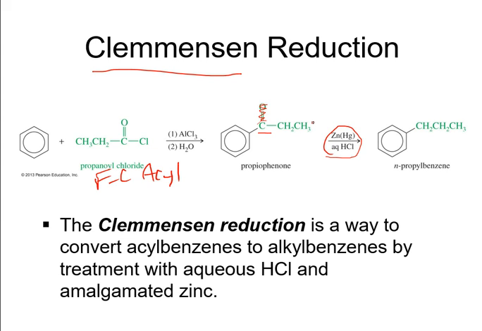So the Clemmensen reduction is a way to convert acyl benzenes to alkyl benzenes by treatment with aqueous HCl and amalgamated zinc.